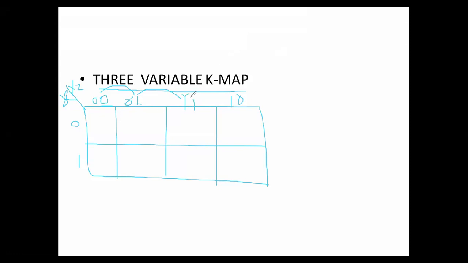Take these two combinations. How many bits are changed here? 1, 1, 1, 0. That means only one bit is changed here. That's why we are taking 1, 1 here and 1, 0 here. Remember this point. Suppose we put 1, 0 here, then what happens? 0, 1, 1, 0. Two bits are changed. That's why 1, 1 is taken here and 1, 0 here. Remember this point.